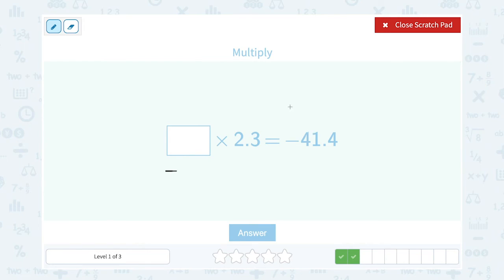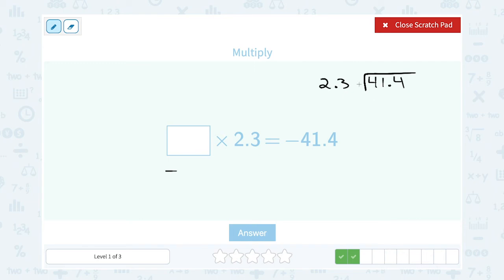To figure out the number value part, I'm going to work backwards to figure out what times 2.3 would give me 41.4. And again, I'm ignoring the signs because I already figured out the sign. I could divide, right? 41.4 divided by 2.3 will tell me how many times 2.3 goes into 41.4. That means whatever number I get times 2.3 would give me 41.4. Okay, so working backwards here a little bit.